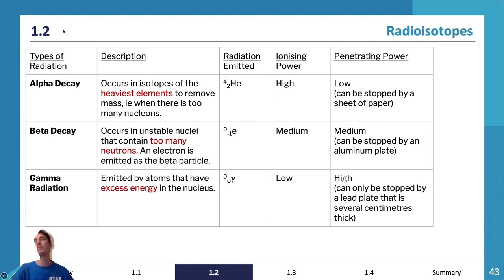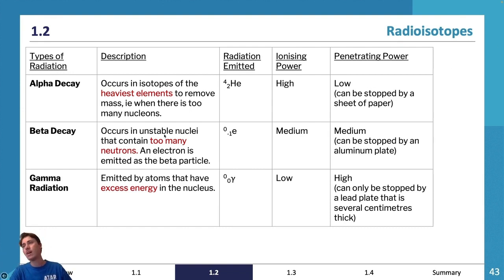But essentially, alpha decay occurs in isotopes of the heaviest elements to remove mass, i.e. when there are too many nucleons. So they'll remove a neutron, but it's really the heavy elements. They get rid of something that's pretty heavy. Being so heavy, they have a really strong ionizing power, but their penetration power is terrible. So if they do hit something, they can do a bit of damage, but they can't penetrate very well. Therefore, you can get a sheet of paper and the particle's too big to get through, so it's just going to get stopped.